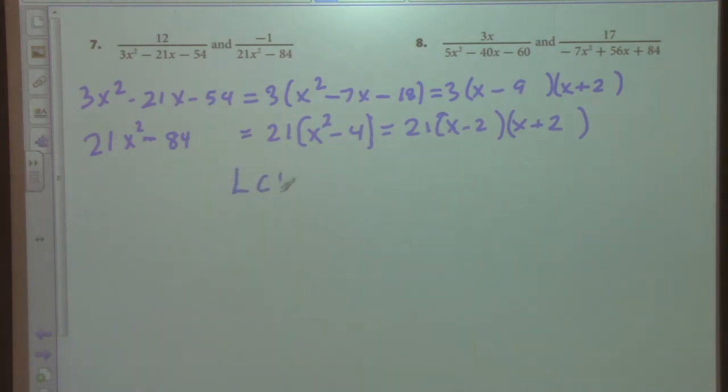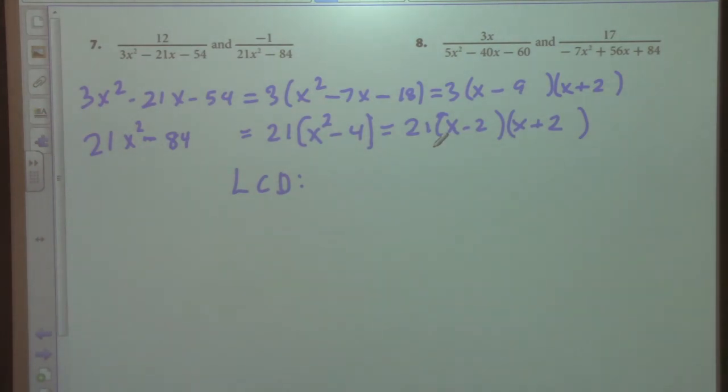So our LCD, our least common denominator between these two, is going to be what? Okay, 63 is a common denominator, but it's not the least common denominator between those two. You could multiply them to get a common denominator, but not necessarily the least. There's a smaller common denominator. Someone else know what that is?